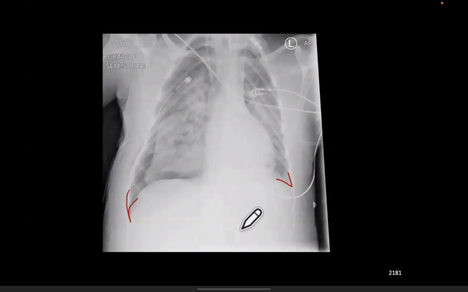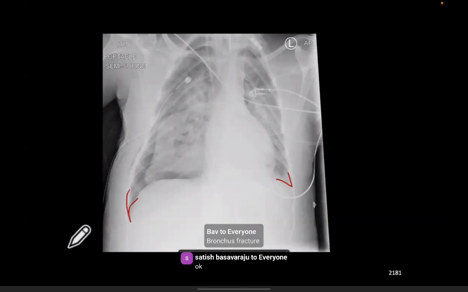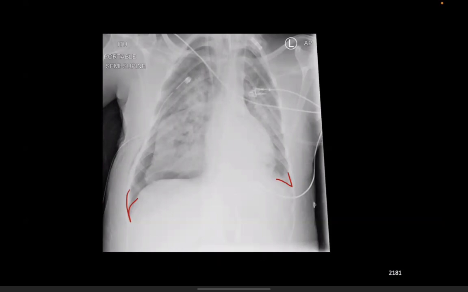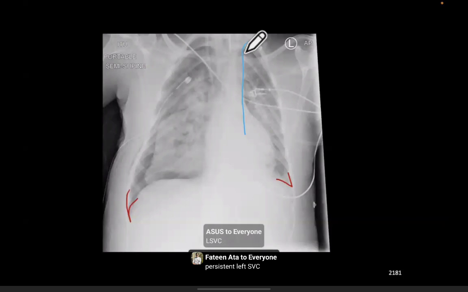There's a nasogastric tube in situ. There's a right internal jugular line in situ. And then there's another tube in situ. And I'm going to draw it blue. And this one here ends about there. What is it? What is that, left internal jugular tube? Yeah, it's the left. It's going in the left SVC. So the patient's got a pneumothorax, ARDS, and a left-sided SVC.